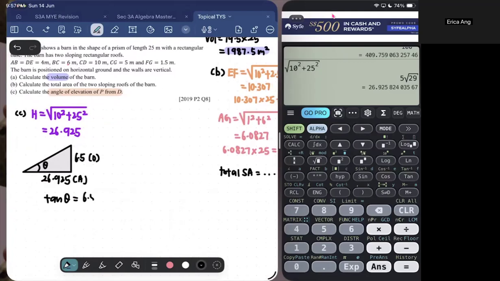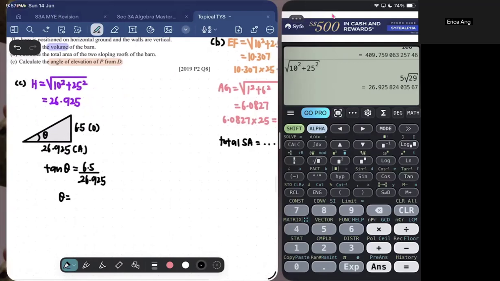So tangent theta is opposite over adjacent. If you want to find the angle, you do tangent inverse. So tangent inverse of 6.5 over 26.925. Then for angles, you always round it off to one decimal place. So 13.6, one decimal place.